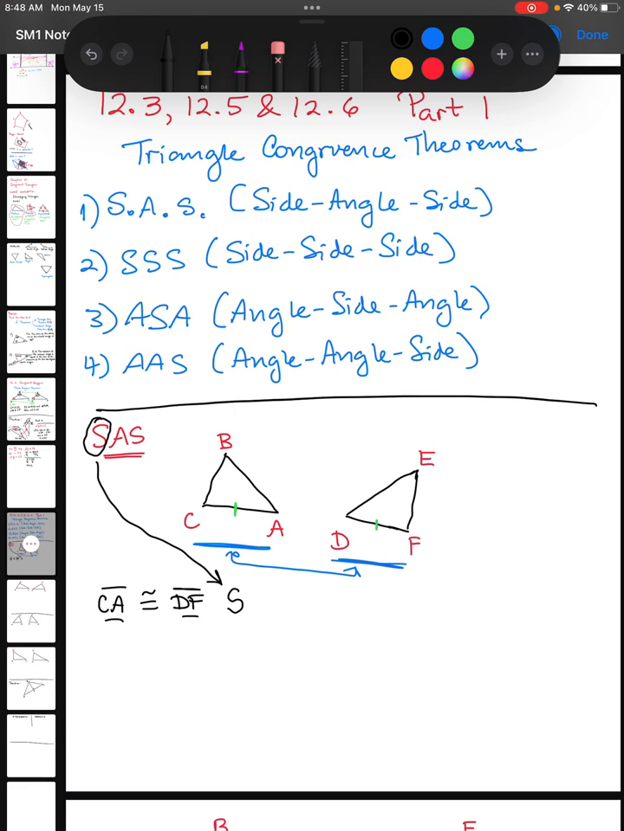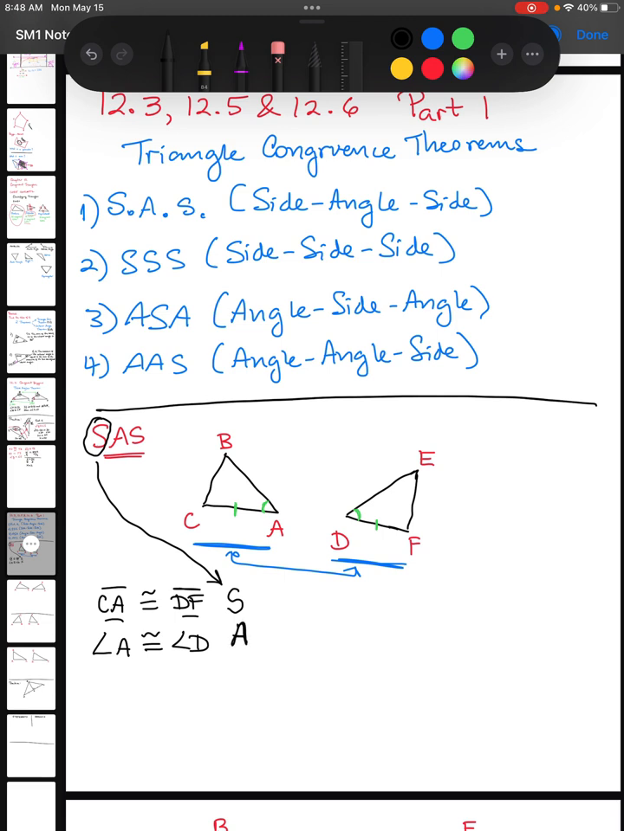Okay, so look at this. I'm going to choose this angle A right here, and notice that the corresponding angle should be angle D. With this mark, now I can say that angle A and angle D are congruent, and I am talking about one of the angles, okay?